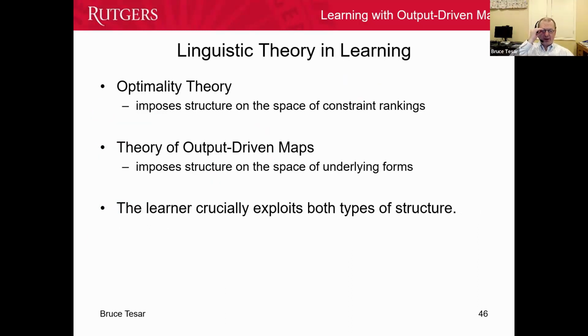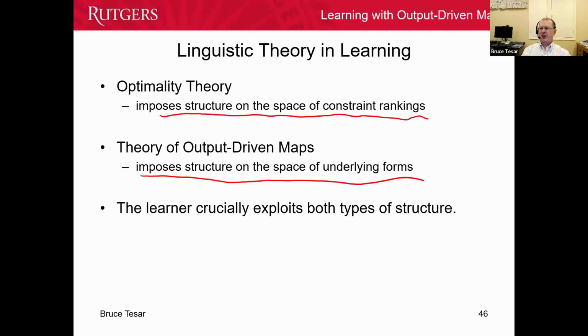So if we look at what's making learning possible here, optimality theory, this is something of a simplification, imposes structure on the space of constraint rankings that we can use. The fact that it's based on strict domination, different possible rankings of the constraints, means that even though the space of possible rankings grows as a factorial function, from data we can train in on the right ranking very efficiently, very rapidly. The theory of output-driven maps imposes structure on the space of underlying forms, which allows, again, computationally for the learner to identify correct underlying feature values very quickly.